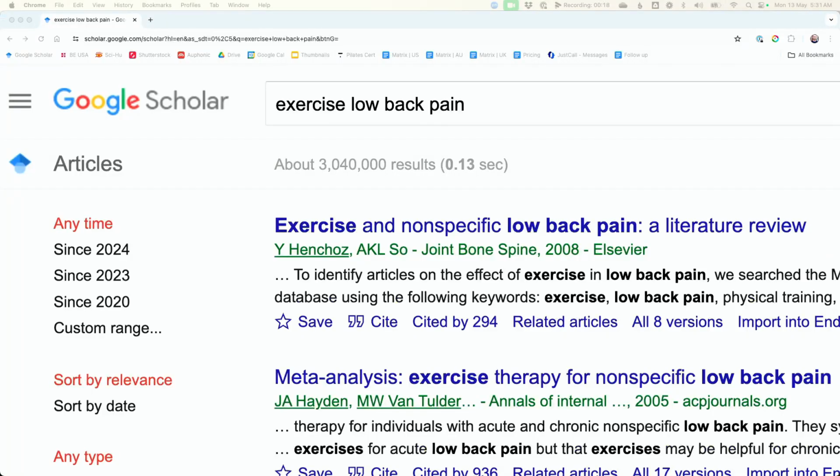I'm just on Google Scholar, which is the academic search engine of Google, and I typed in exercise low back pain and I got 3 million results. 3 million results. And so this is something that's been studied extremely extensively, and yet we still know very little about it.